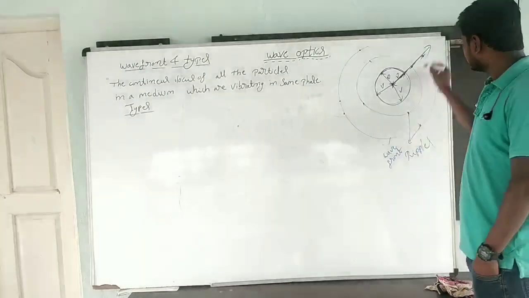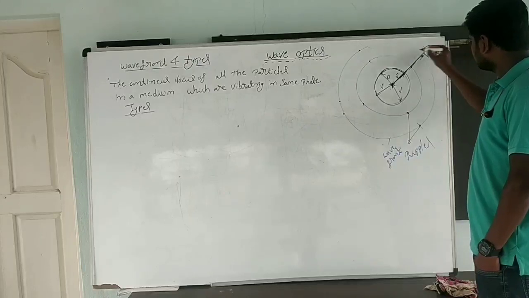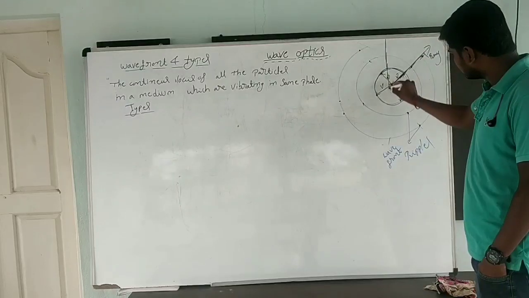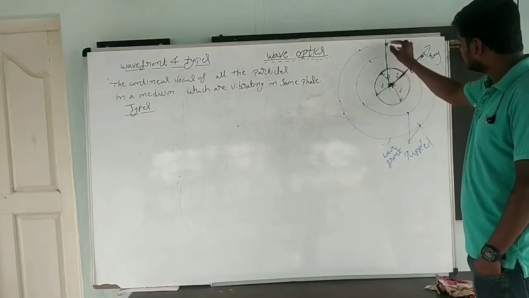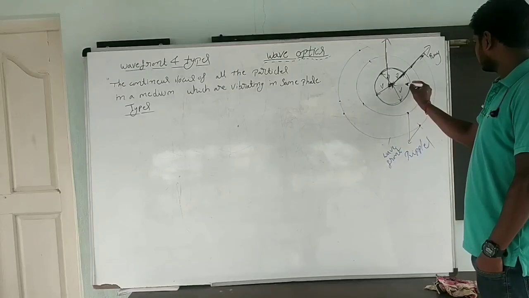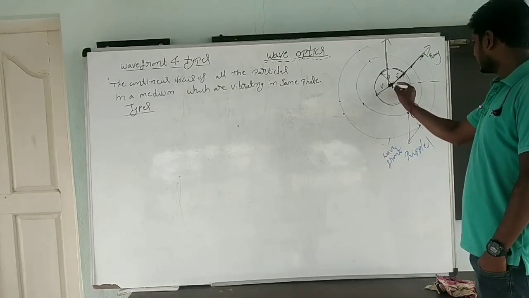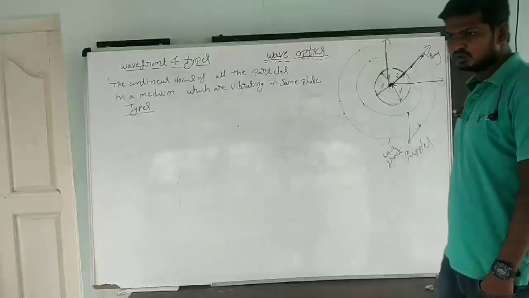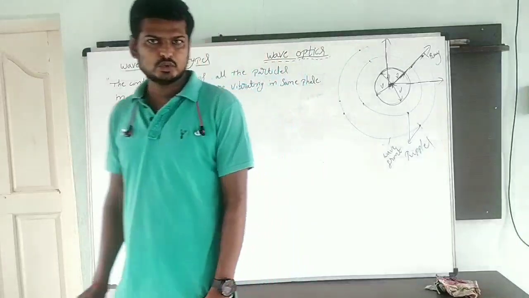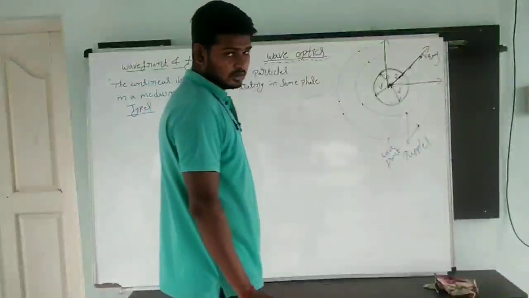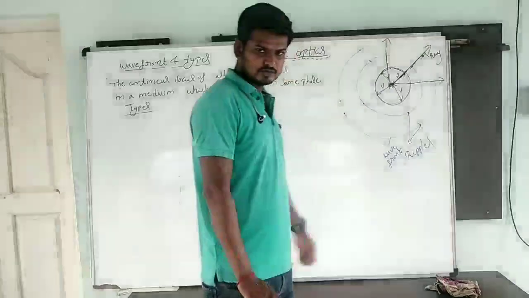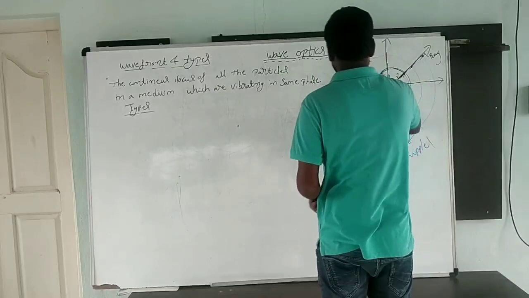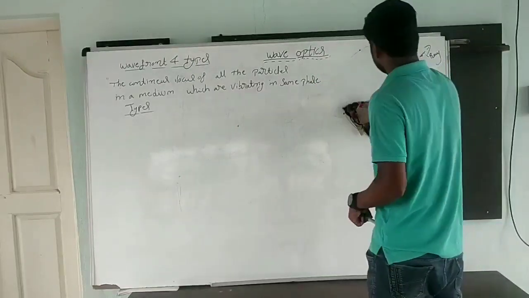This one you are going to call as what? Ray. I am going to draw one normal, and another normal. All these normals, what are we going to call them? Ray. Again, see, I draw a normal. This is what? Ray of light. The line drawn normal or perpendicular to the wavefront, we are going to call it a ray. Clear? I think you are clear on the difference between wavefront and ray. Now we can move to the types of wavefront.